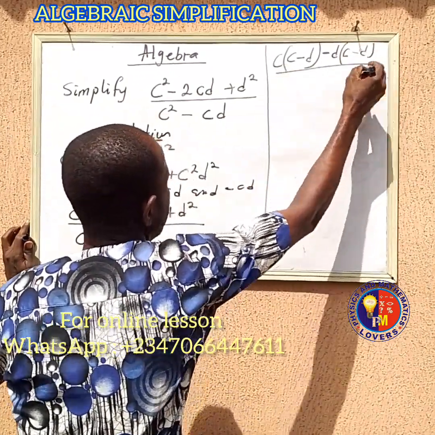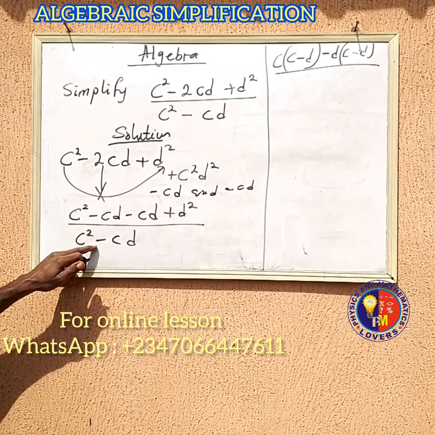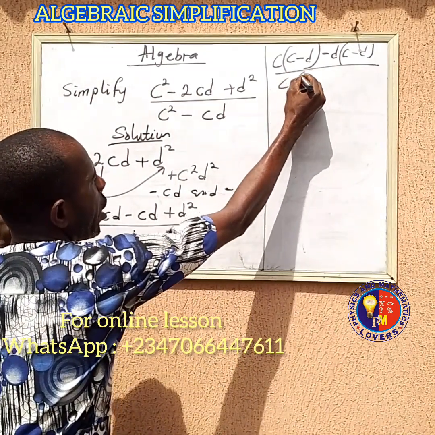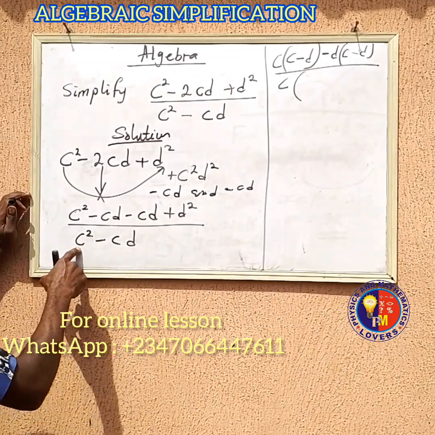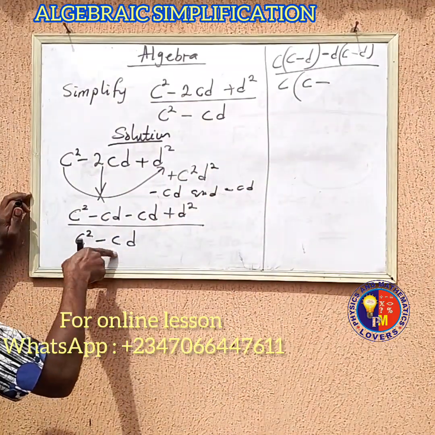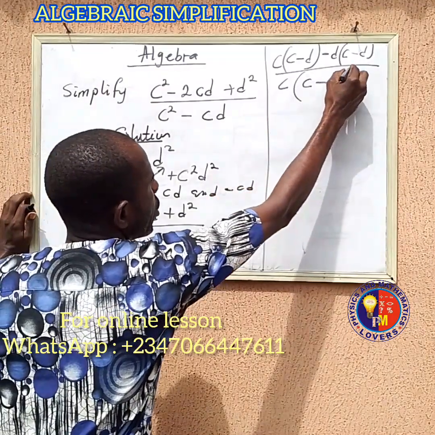Then, all over. Let's get to the denominator. What is common here is c. Take one of the c out. Then divide by this, you take the c out and you have c minus d. Good.